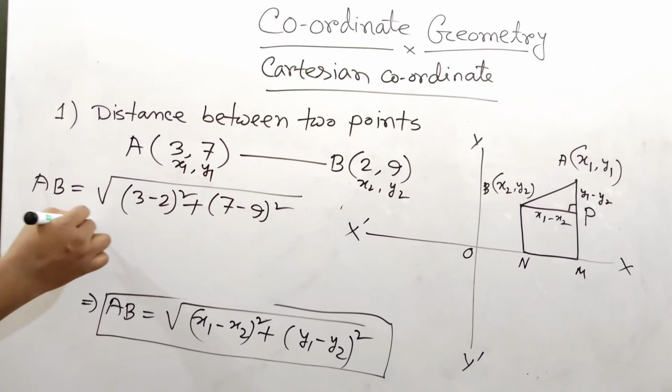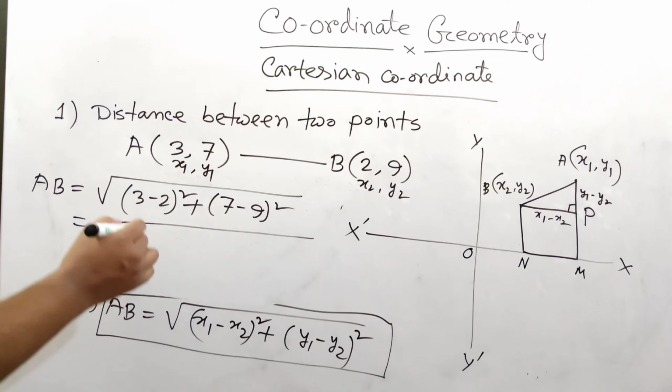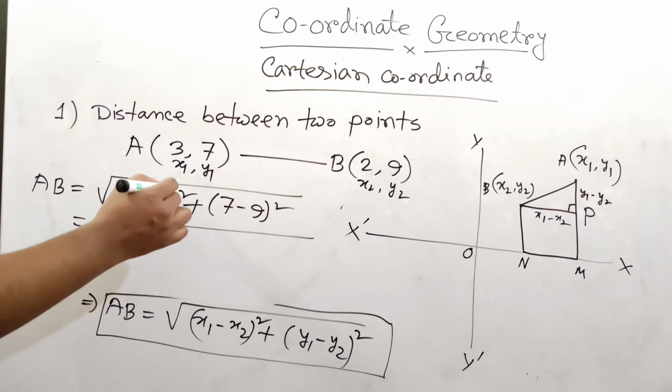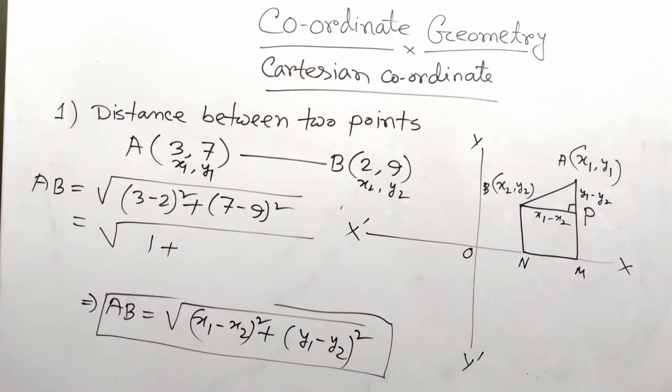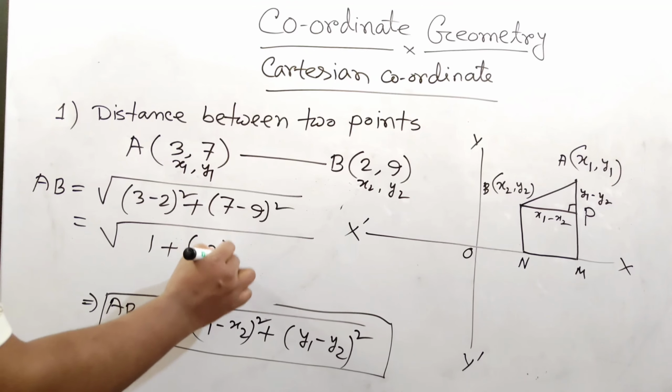If we work it out, 3 minus 2 is 1, and 1 square equals 1. Here 7 minus 9 is negative 2, squared.